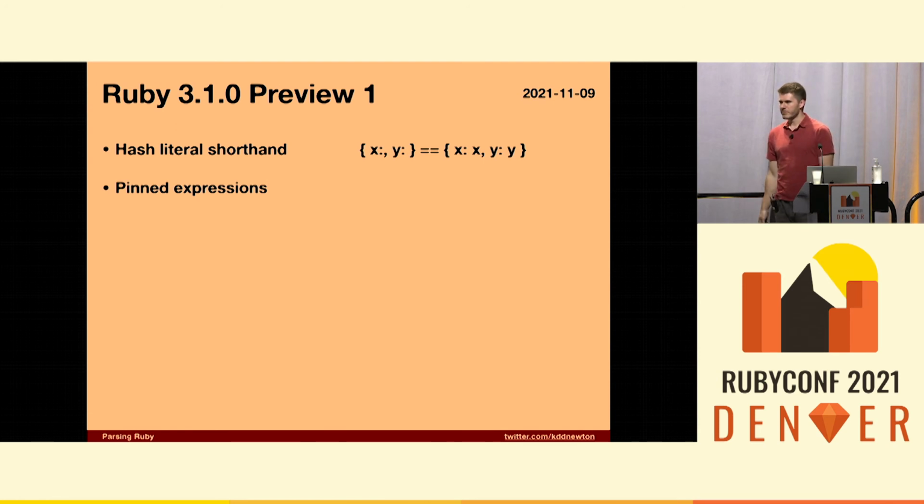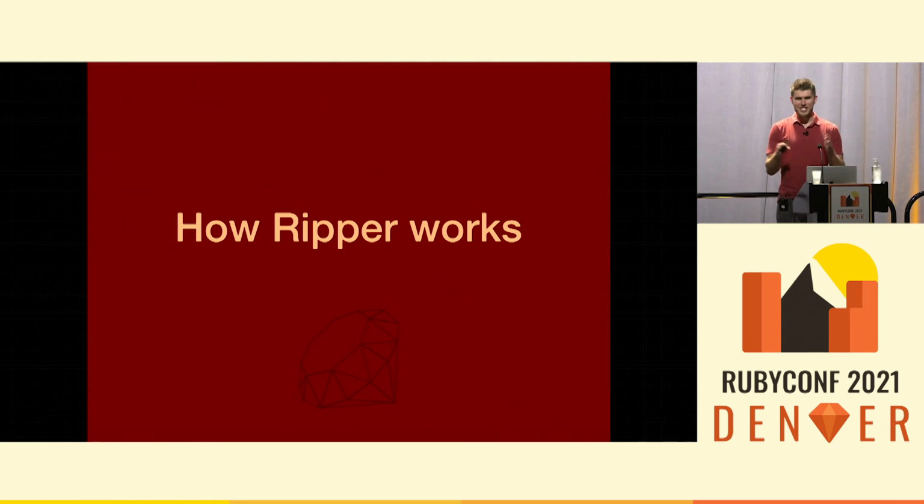Ruby 3.1 preview 1 came out today. There you go. Yeah, all right. We get some hash literal syntax, hash literal shorthand so that you don't have to write the value in a hash. This is somewhat like JavaScript. And we get, in pattern matching, you can pin expressions, not just variables. Okay, that was the abridged history, believe it or not.